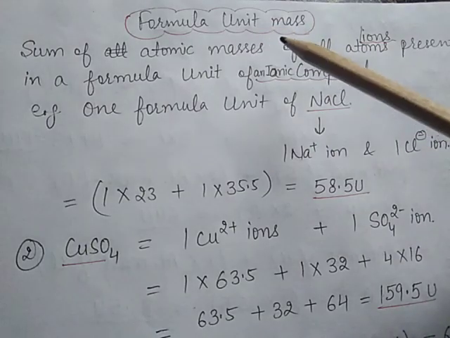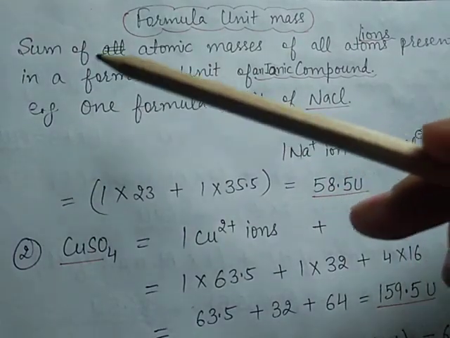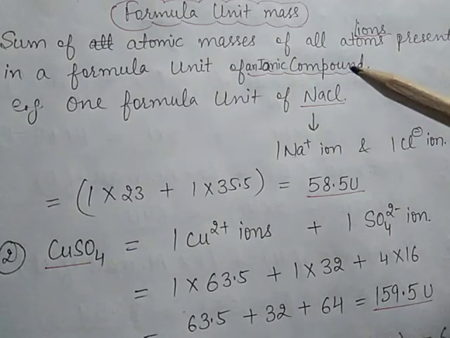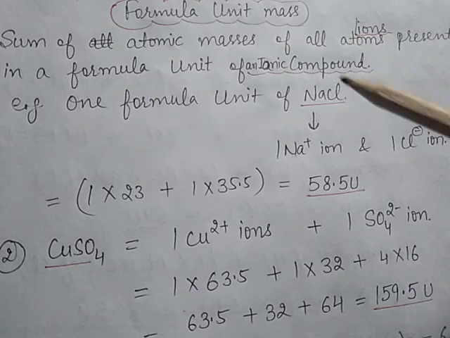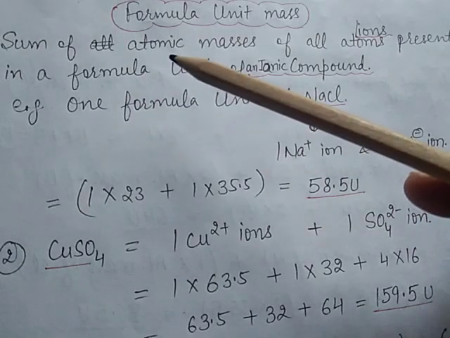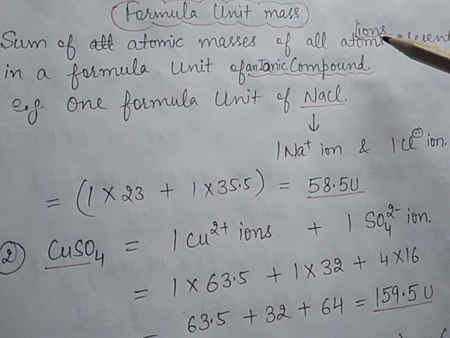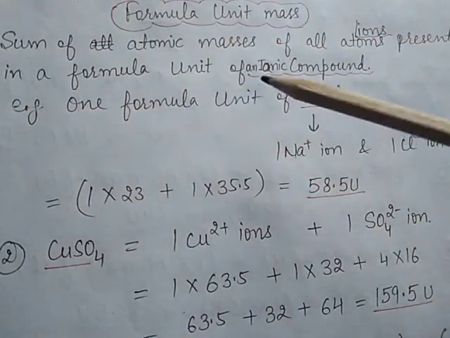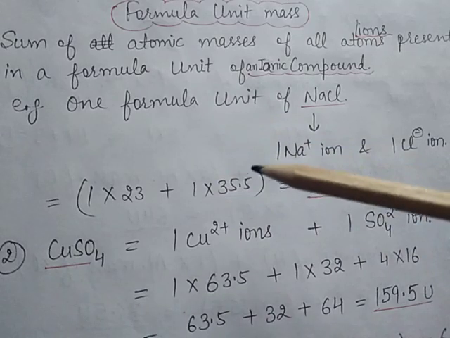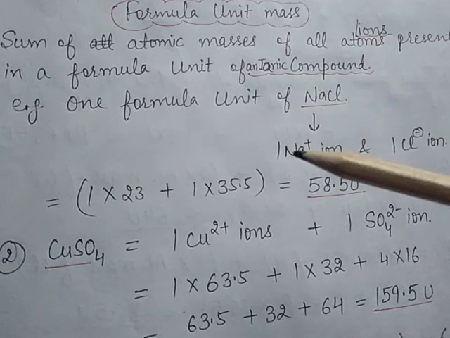Now the next topic is formula unit mass. Formula unit mass is used for ionic compounds in which individual molecules don't exist. So it is the sum of atomic masses of all the atoms or ions present in a formula unit of an ionic compound. The formula unit mass is also calculated in the same manner as we calculate the molecular mass.